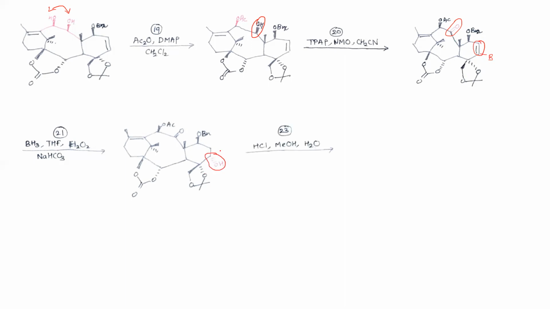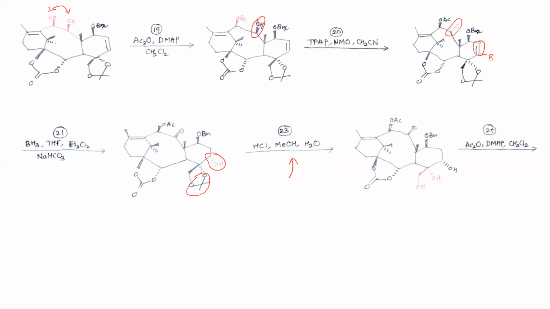Then in the next step, we will allow it to react with HCl, MeOH, and water. This is a deprotecting group. So what will happen? You can see here these two OH groups are deprotected, and I'm going to get the free hydroxyl group. So this is a deprotection, the removal of that protection group.